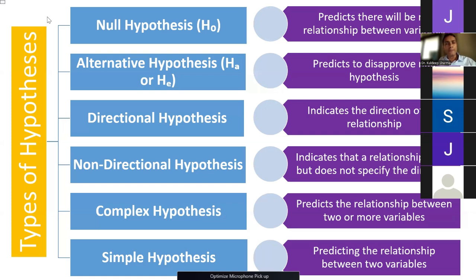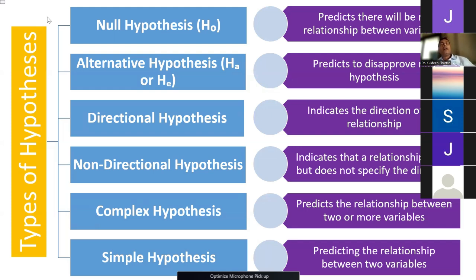Alternative has to go. Second is directional hypothesis. Let's see. It indicates a direction of relationship. Let's put these three types of hypothesis in one example.